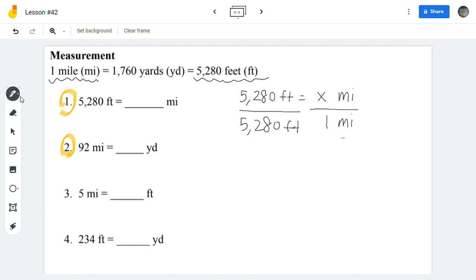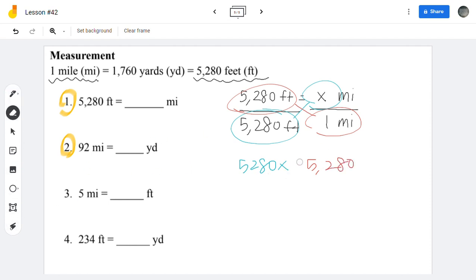Now from here, it's just proportions. You're going to do cross multiplication. So you're going to do this first, multiply these together, which you should end up with 5,280x. And then you're going to do this next, which you'll know will be 5,280. And then you're just going to bring down the equal sign to here, and then you're just going to isolate the x, which you do so by dividing by 5,280 to both sides. Then the x equals 1.